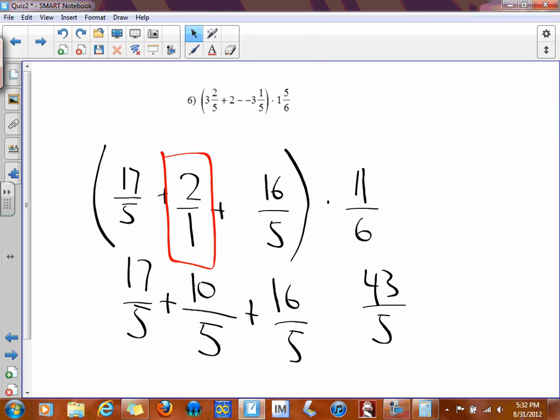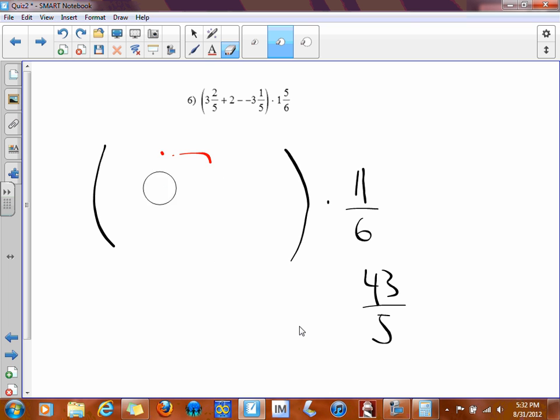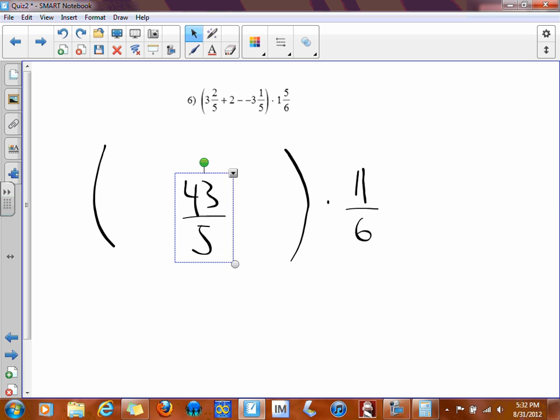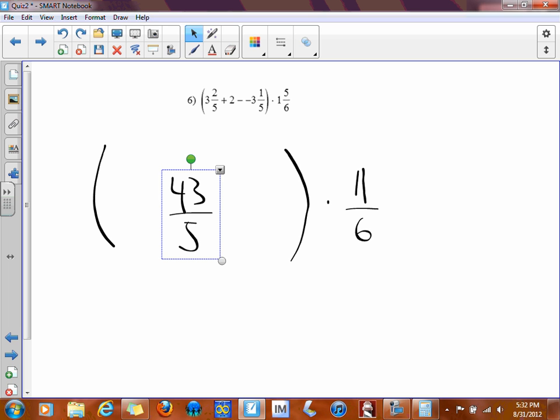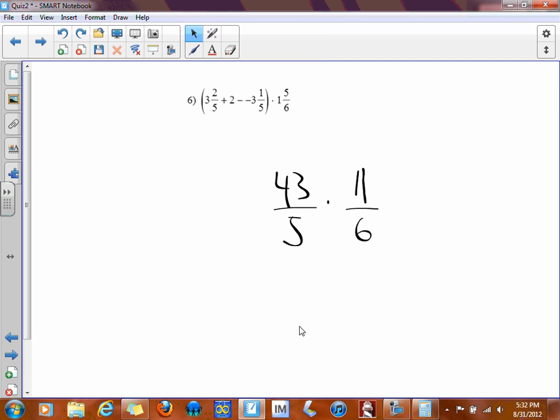Okay, so inside here is the same thing as 43/5. 43/5, we don't need to make it feel special. It's already got a big head, so we don't need to put it in parentheses. 43/5. And all that's left is to multiply by 11/6. That's all you got to do.